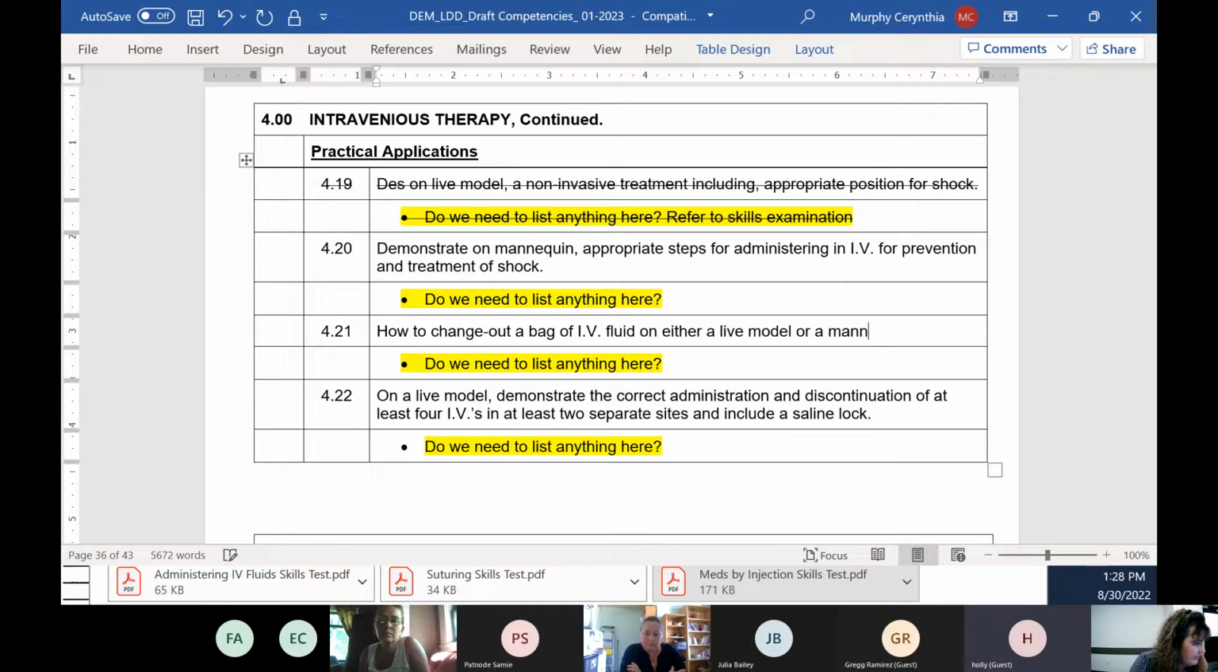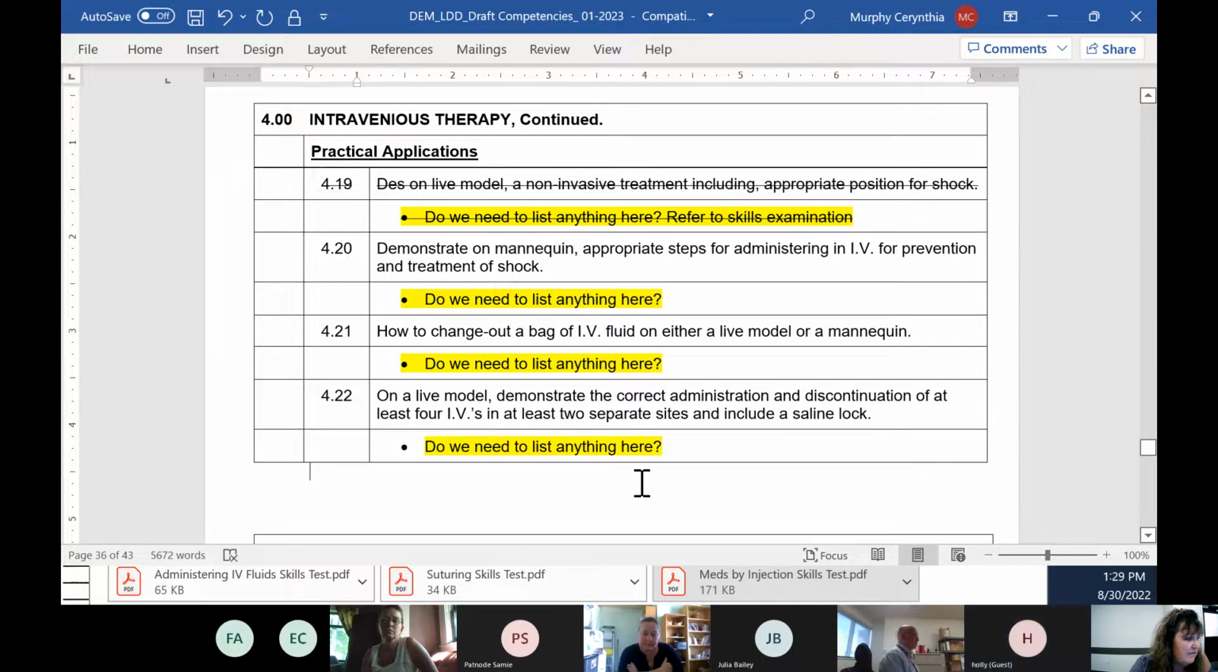So if this is just stuff that they're able to do that we're not going to test them over, then we could keep 4.19, right? Yeah, this is just what they need to learn. Right. So then we don't have to say on a mannequin or live model or live person for 4.21.